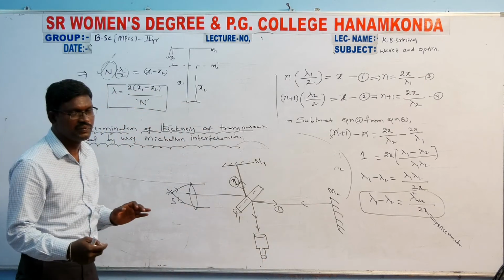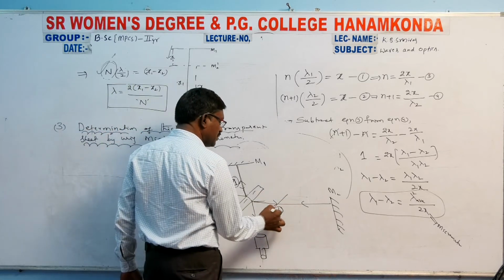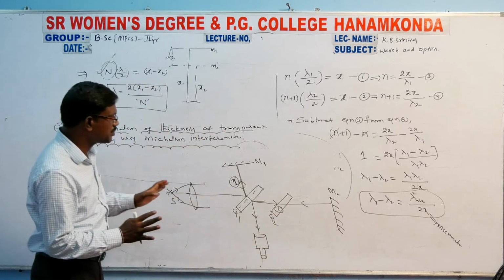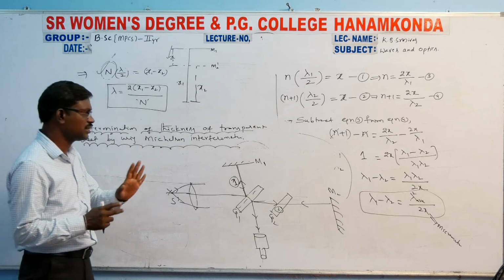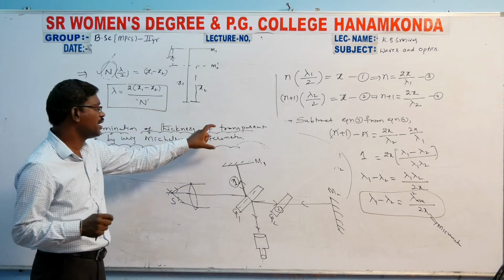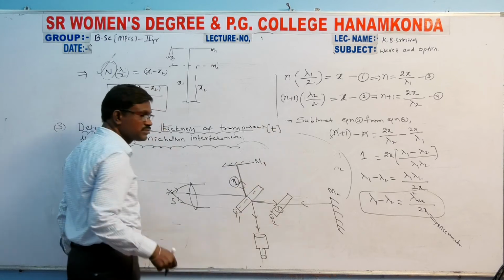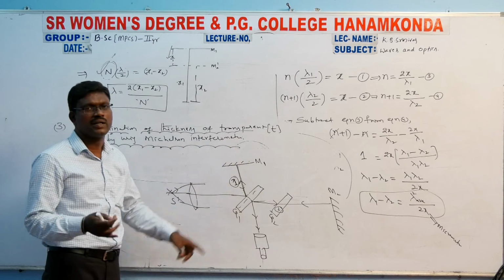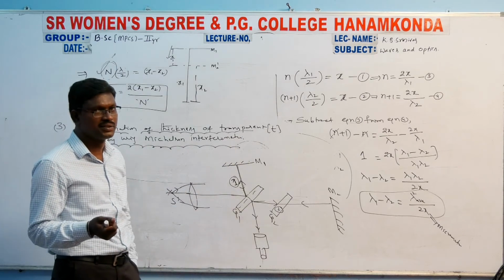To make the path difference equal, we have to place another glass plate parallel to G1. Let the second glass plate be G2. So this is about the experimental arrangement of the Michelson interferometer. Already we have discussed it in our previous lecture. So what is my aim? Here I am going to calculate the thickness of a transparent sheet by using this interferometer. A transparent sheet like mica is a good example.